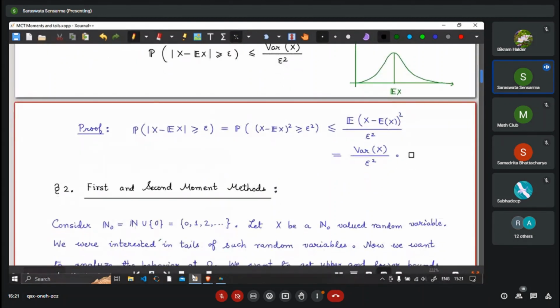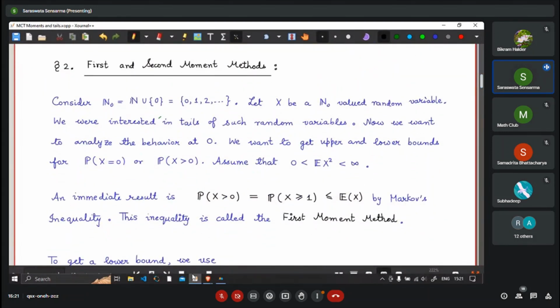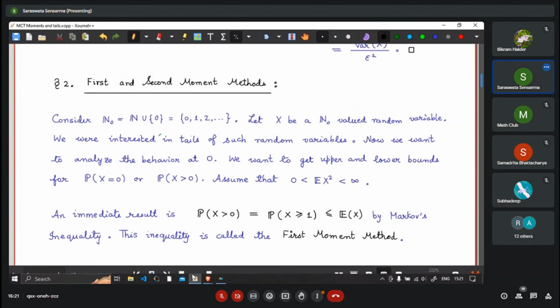But now we move on to another example, which is, by the way, are there any questions at this point?